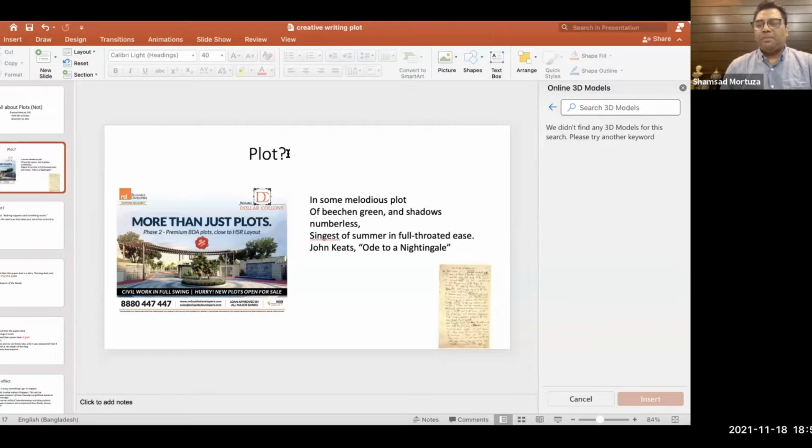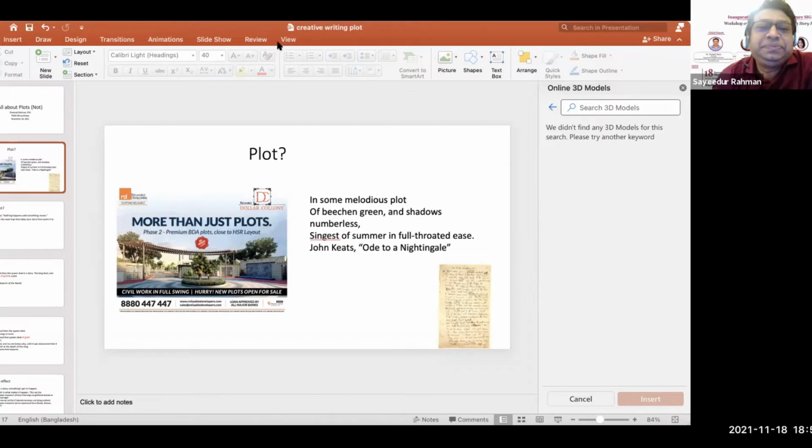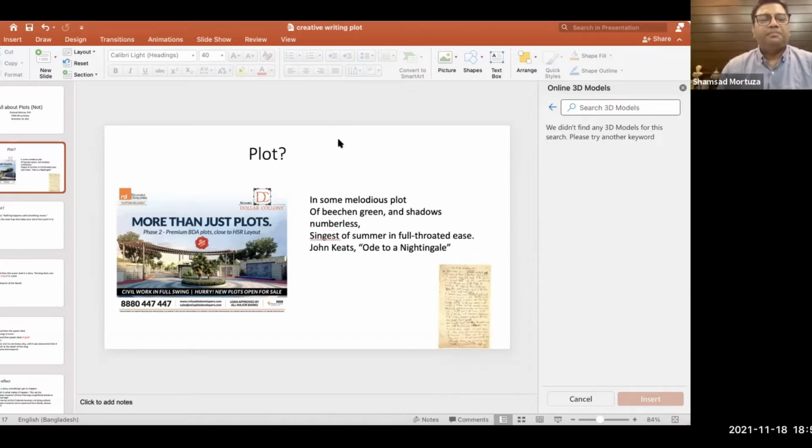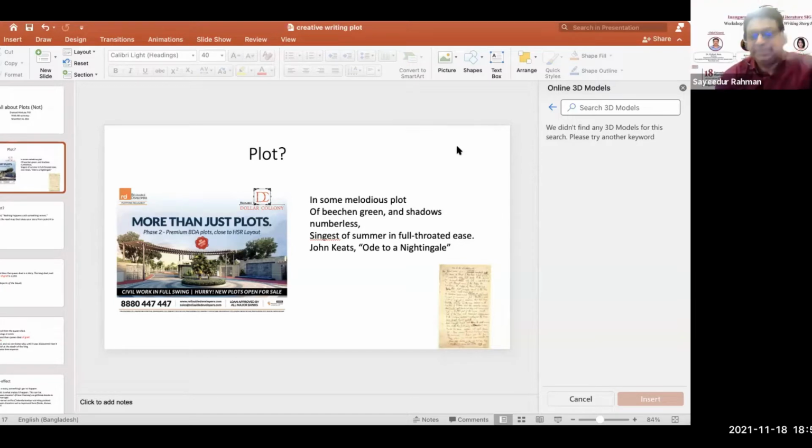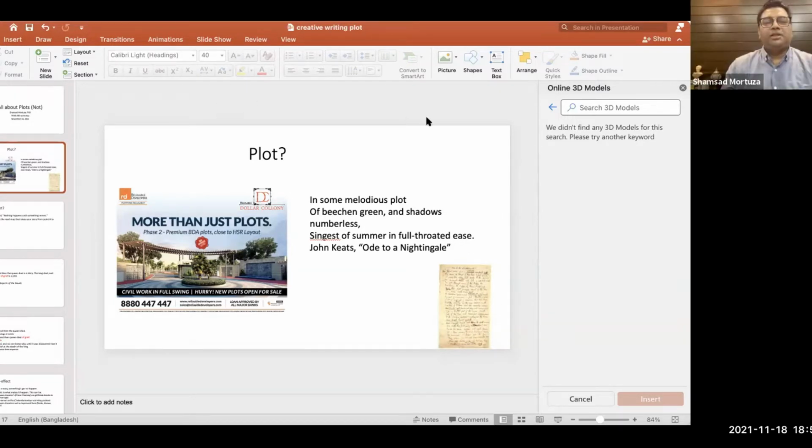So it can be... Shamsad bhai, we already got 3 responses in the chat box. Really? Okay. And many more are coming. I can see that. Okay. So you got a scheme. Yeah, absolutely, setting, right. Somebody wrote about foundation. Foundation, setting, scheme. Yes, absolutely.